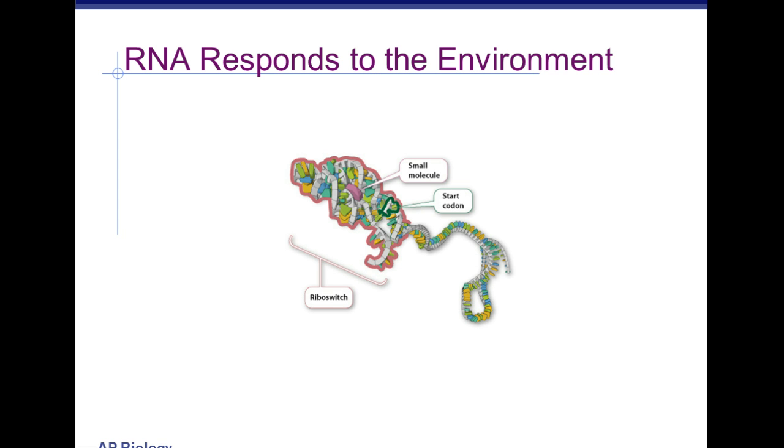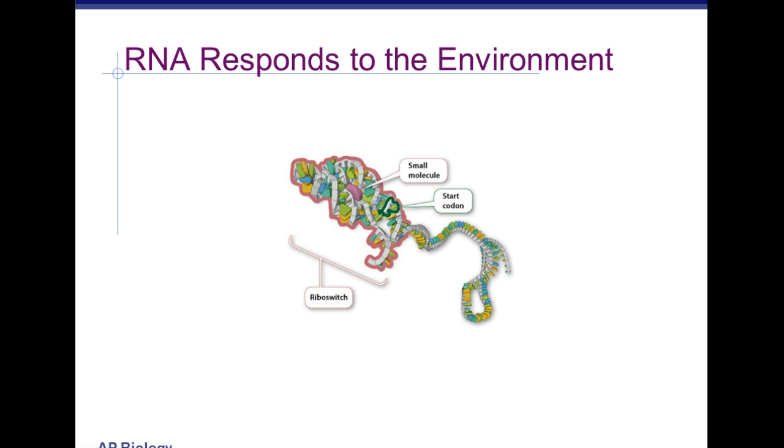It should also be no surprise to you that RNA would respond to changes in the environment. Write in your notes that riboswitches help some cells respond to external signals. Because they're so small, riboswitches are found on large mRNA molecules, and they fold into intricate shapes.